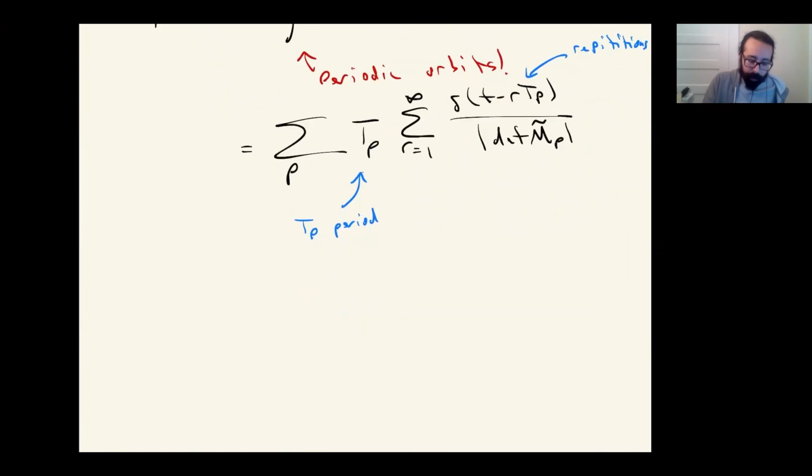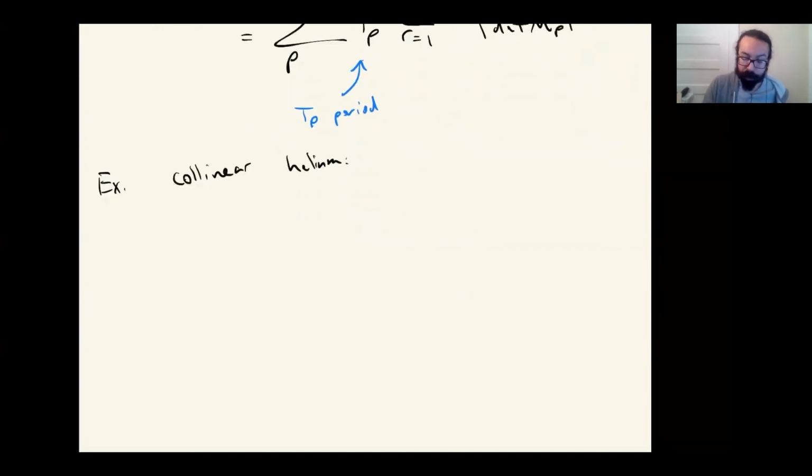So what folks have considered is kind of a toy model of helium, where you can consider what's called collinear helium, which you can just consider as a classical mechanics problem. I have an electron, a nucleus, and another electron.